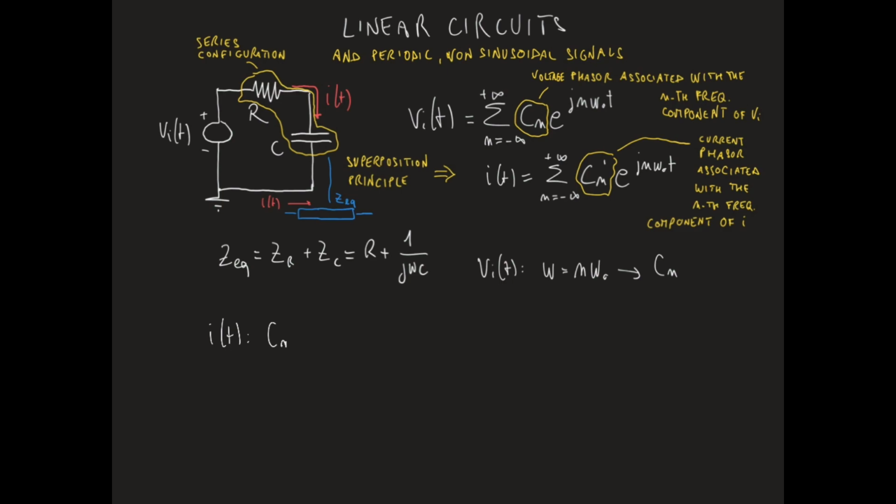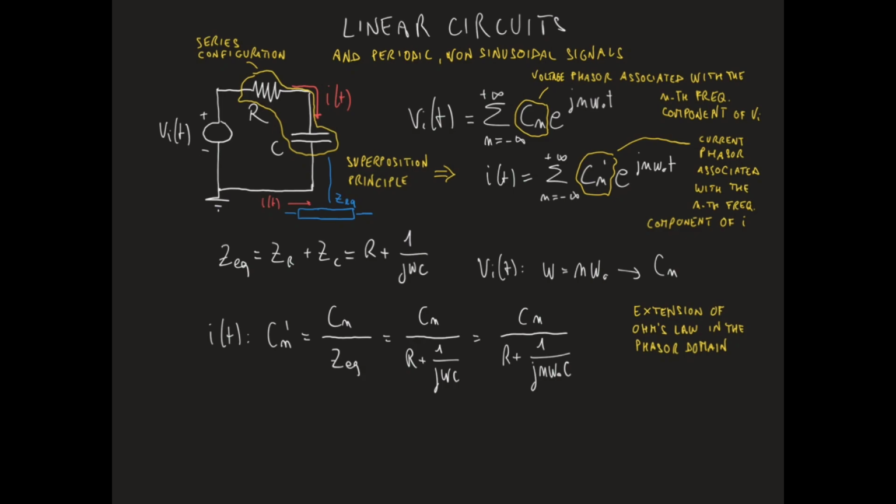In the case of the output signal I of t, the current phasor associated with the same frequency component n omega 0, Cn prime, will be equal to the voltage phasor Cn divided by the equivalent impedance, which is equal to Cn divided by R plus 1 over j omega C, and eventually to Cn divided by R plus 1 over j n omega 0 C. Note that in order to obtain this result, we have just applied the extension of the Ohm's law in the phasor domain. So the nth current phasor component is equal to the nth voltage phasor component divided by the equivalent impedance. Moreover, the result we got for Cn prime holds for n going from minus infinity to plus infinity.